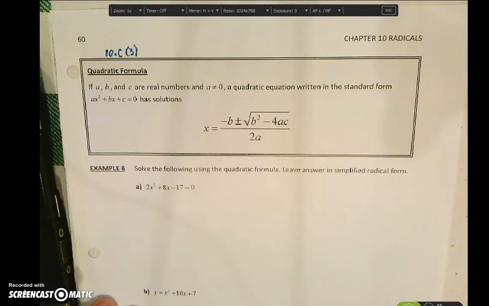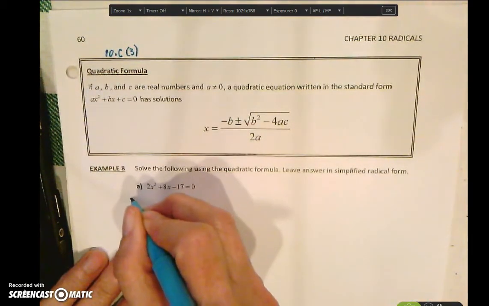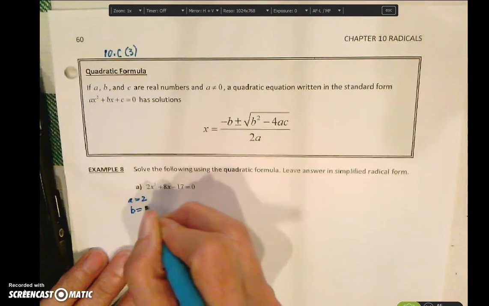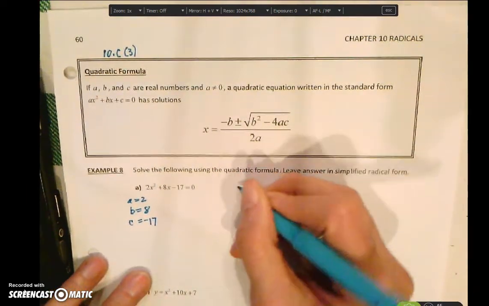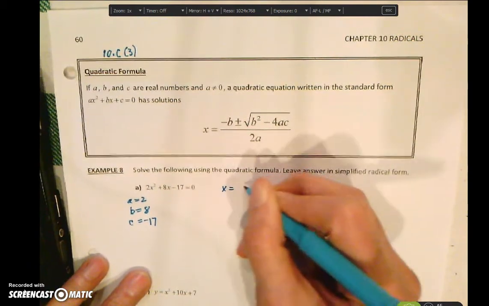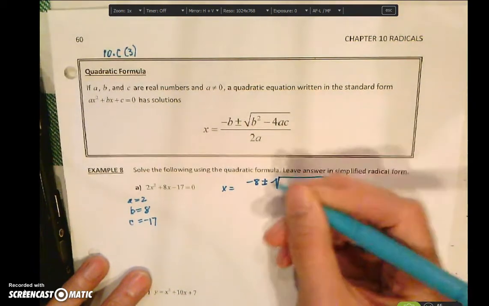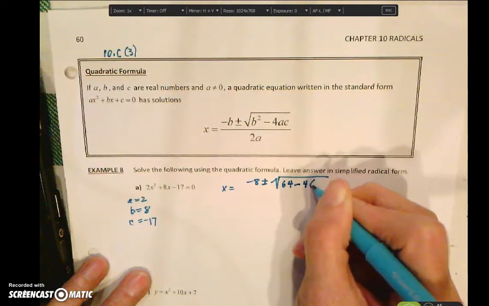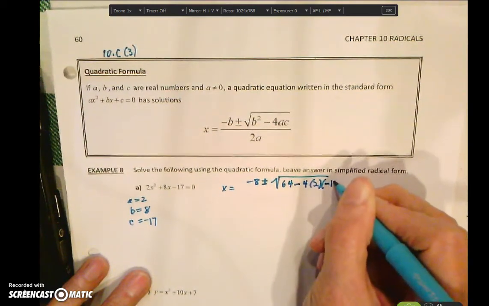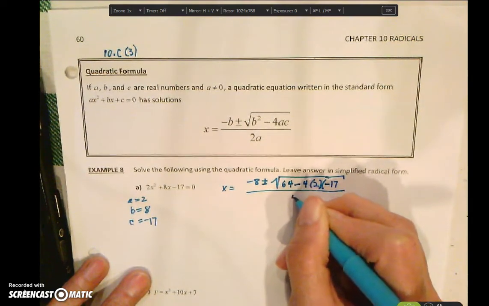We're going to revisit the quadratic formula in this third video of 10C. So we'll just go through here and mention that A is 2, B is 8, C is negative 17, and then use the quadratic formula. So we have that x is equal to the opposite of B, so negative 8 plus or minus the square root of B squared, which gives me 64, minus 4 times 2 times negative 17, all over 2 times 2, which is 4.